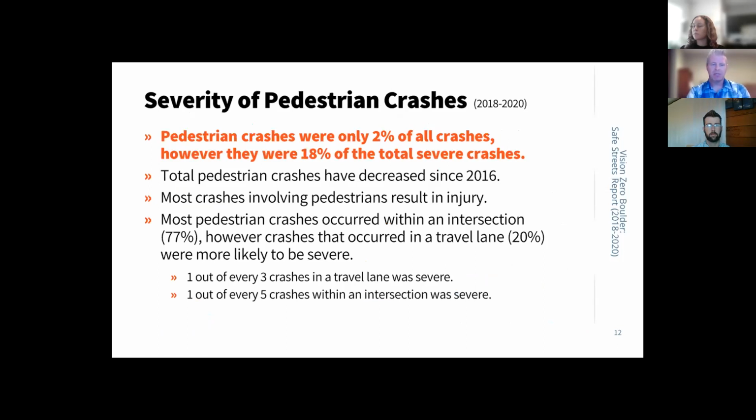So these next few slides will just walk you through those 5 areas of concern in a little bit more detail. And what we found in terms of the severity for pedestrian crashes was that although pedestrian crashes only account for 2% of all crashes, they are 18% of our total severe crashes. And you can see some of the other trends listed there on the slide. Fortunately, we do have some projects in the works that are planned to address some of our problem areas.